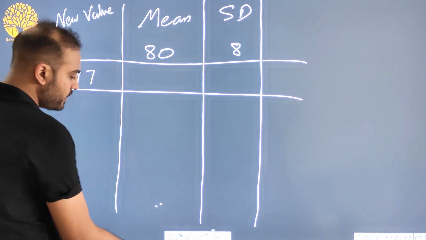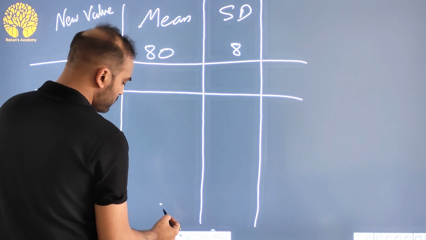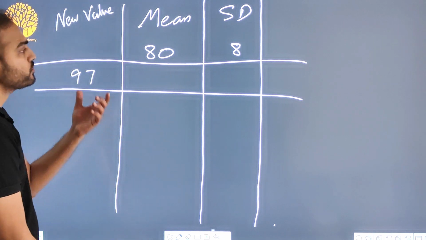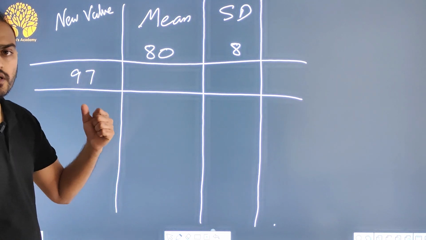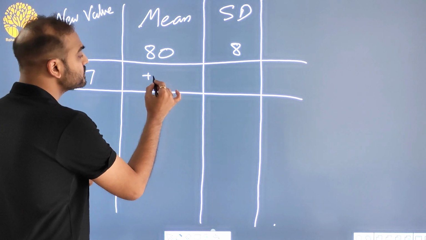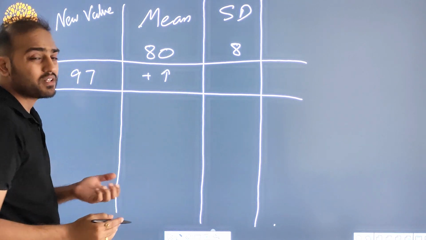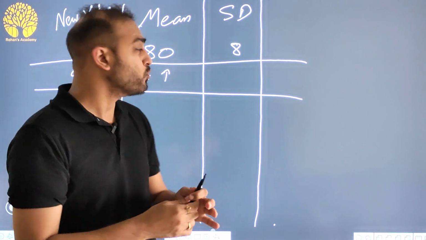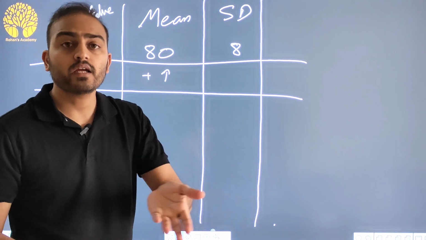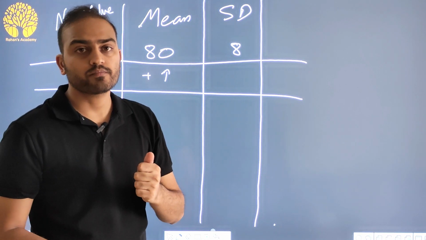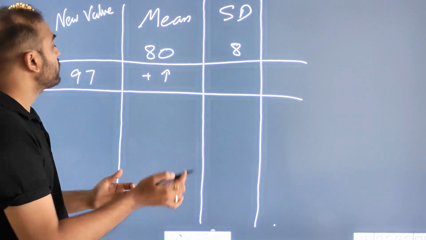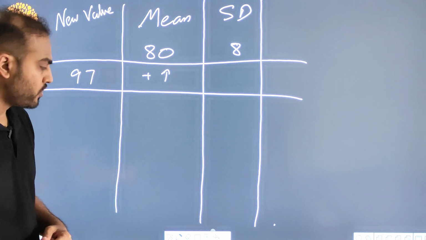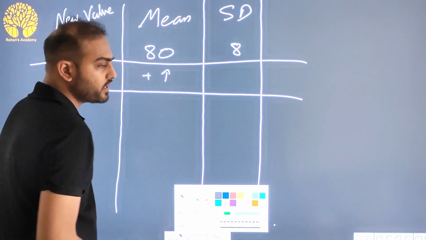Now if you think about what this will do to the student's score, what will happen to the mean? The mean will increase, because my new value is much larger. It's more than 80. Every time I score more than 80, my mean increases. This all of us understand, right? So now think, what will this 97 do to the standard deviation?